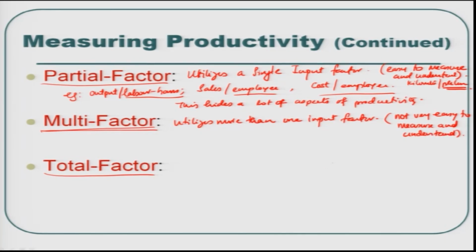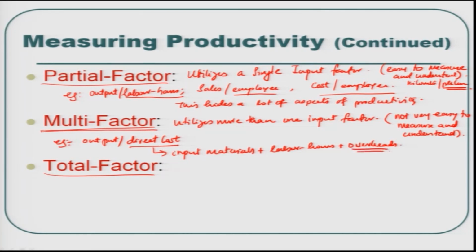Okay. So some examples of these would be output per direct cost. So what is direct cost? You are like, okay, what are the things that are part of direct cost? Then you will have input materials plus labor hours plus, you can think of, overheads. Then you will ask, what overheads? Is it the direct overhead or the indirect overhead? What is involved in this?